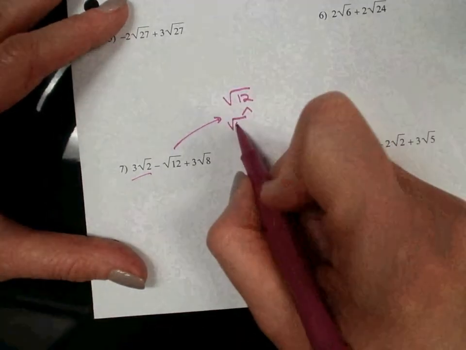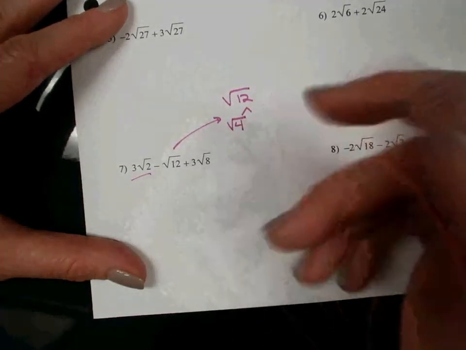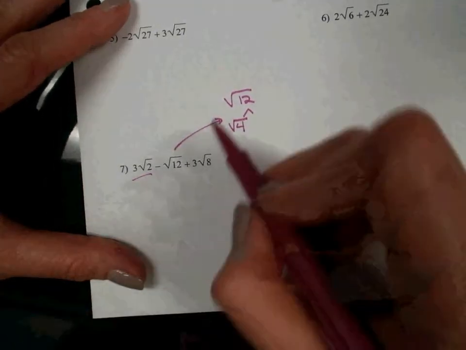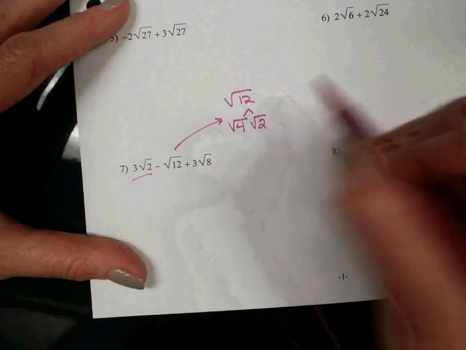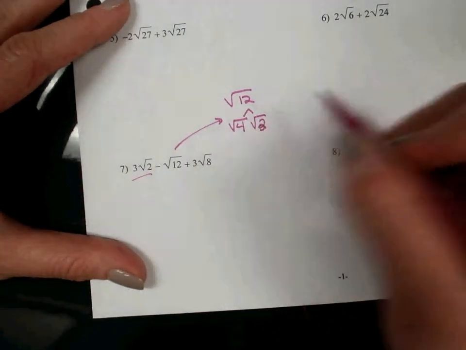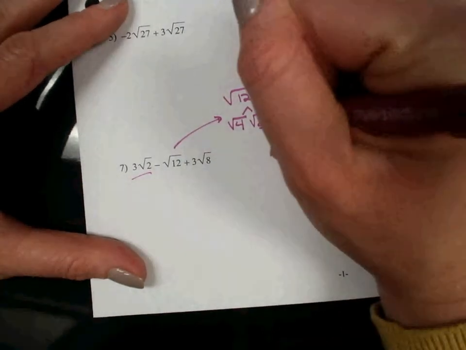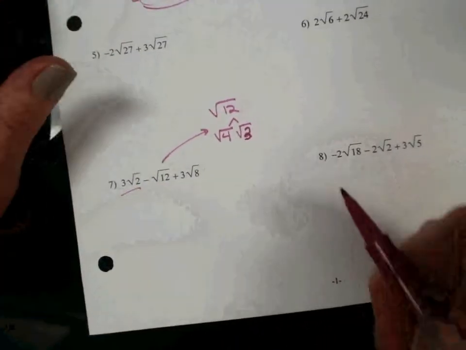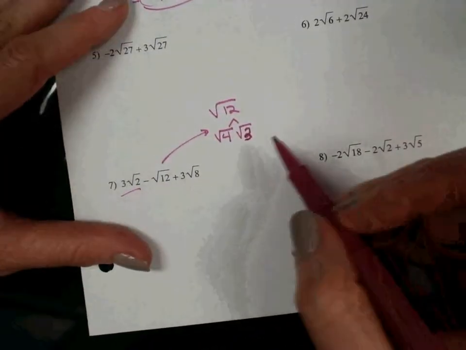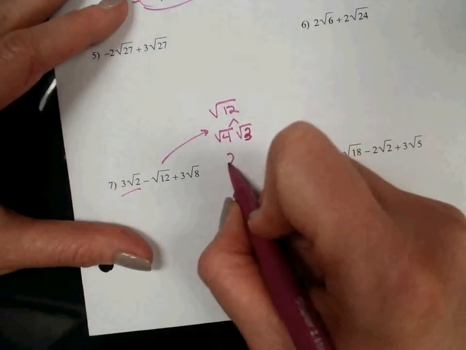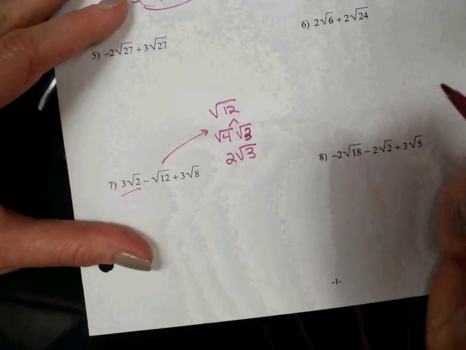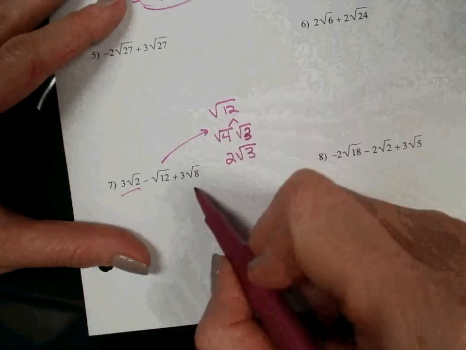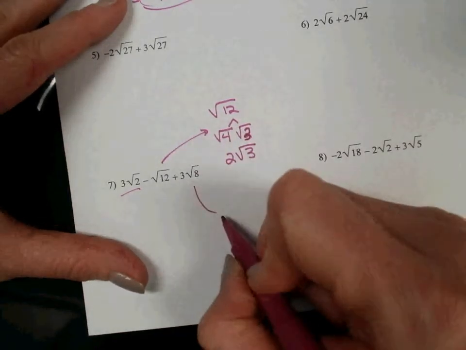So we're looking for perfect square factors. I like to write the perfect square first because then it lines it up to be in the right spot. That's a 3. So radical 4 times radical 3. And then square root of 4 is 2. So that simplifies to 2 radical 3.